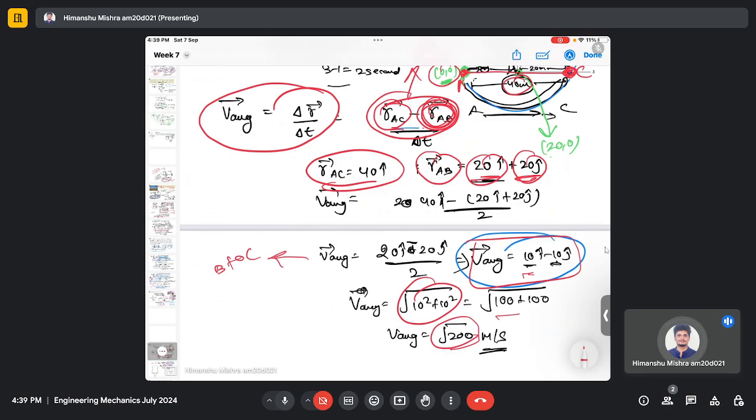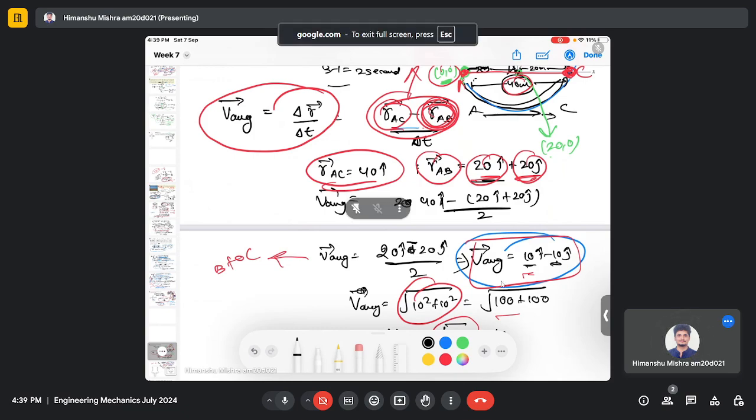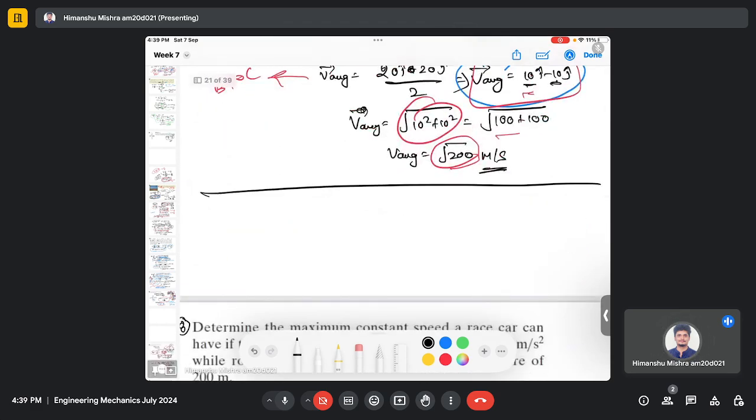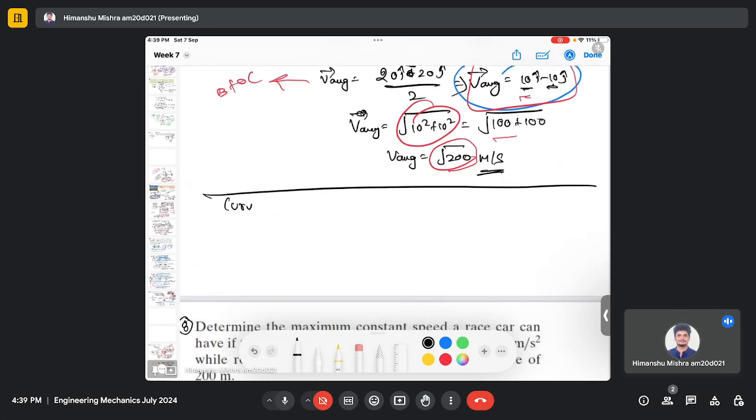So until now we have looked at problems which are based on the Cartesian coordinate. But now we will solve a few problems which are based on curvilinear or polar coordinates. So in the polar coordinate, or in the curvilinear coordinate, first we define the velocity vector in tangential and in normal direction.